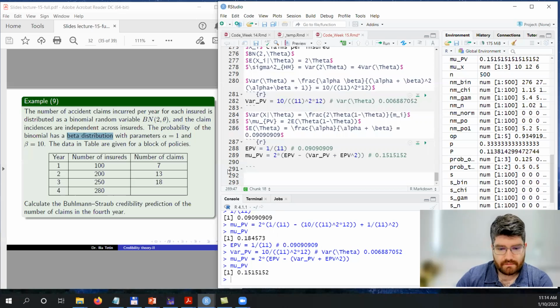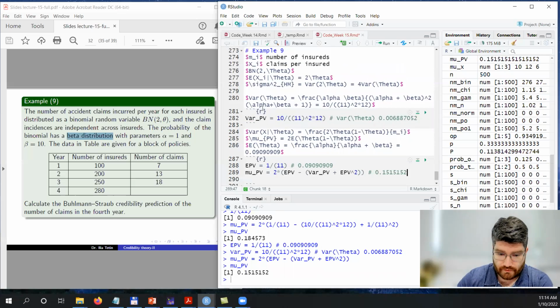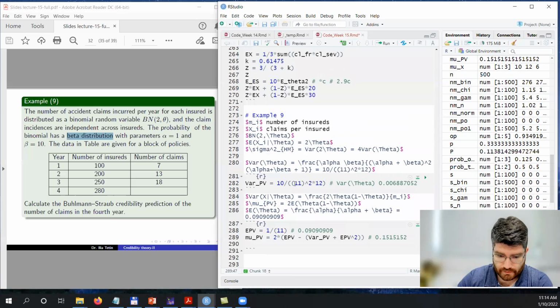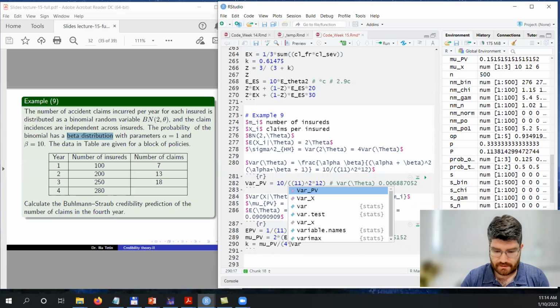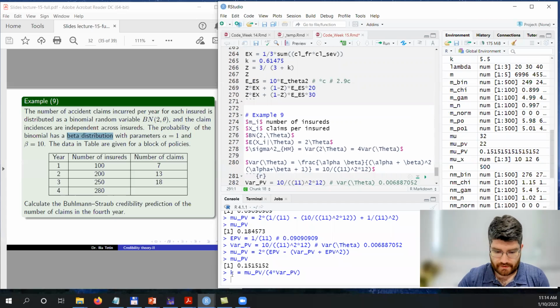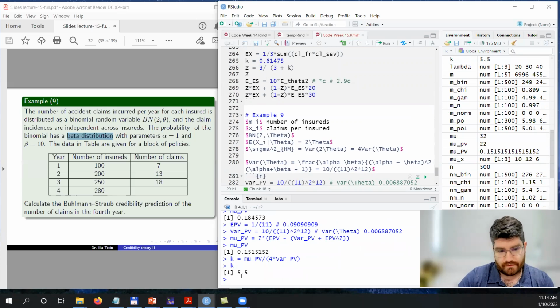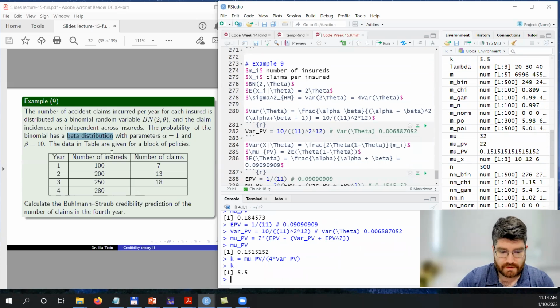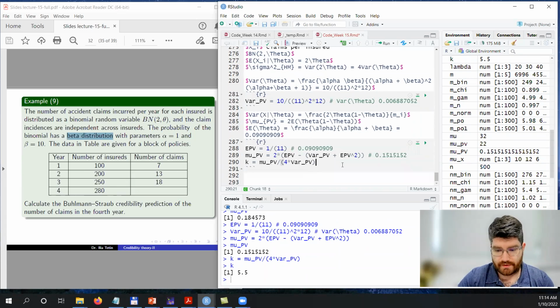Okay, so we have calculated EPV, and again we are moving back to what we have stated with the K parameter. K is EPV on the top, and sigma squared hm. What is the sigma squared hm? This is stated here. This is 4 times the variance. The variance is given, so we divide by 4 times our variance, VHM. Okay, so the K value is 5.5.